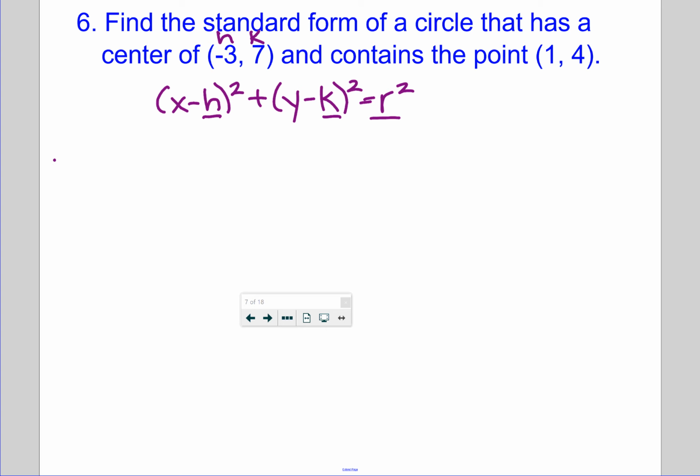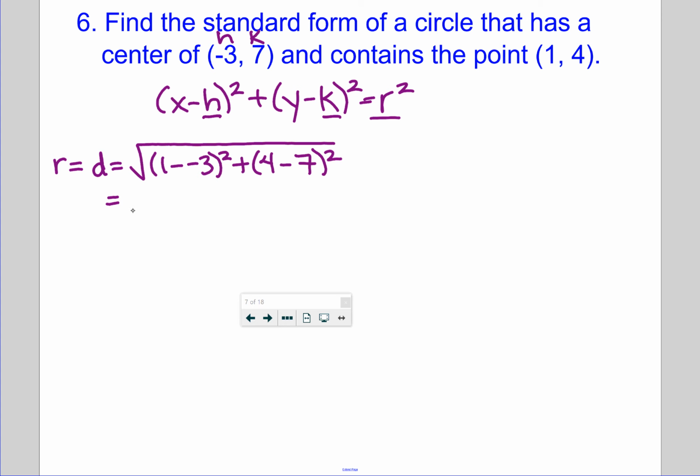To calculate the radius, if you are given a center point and any point on the circle, it is just your distance between those 2 points. So we're using our distance formula. We've done this a couple times already. X minus x, so 1 minus -3 squared. Y minus y, 4 minus 7 squared. So that will give me 4 squared, or 16, plus -3 squared, or 9, which is square root of 25. So my radius is 5 units.